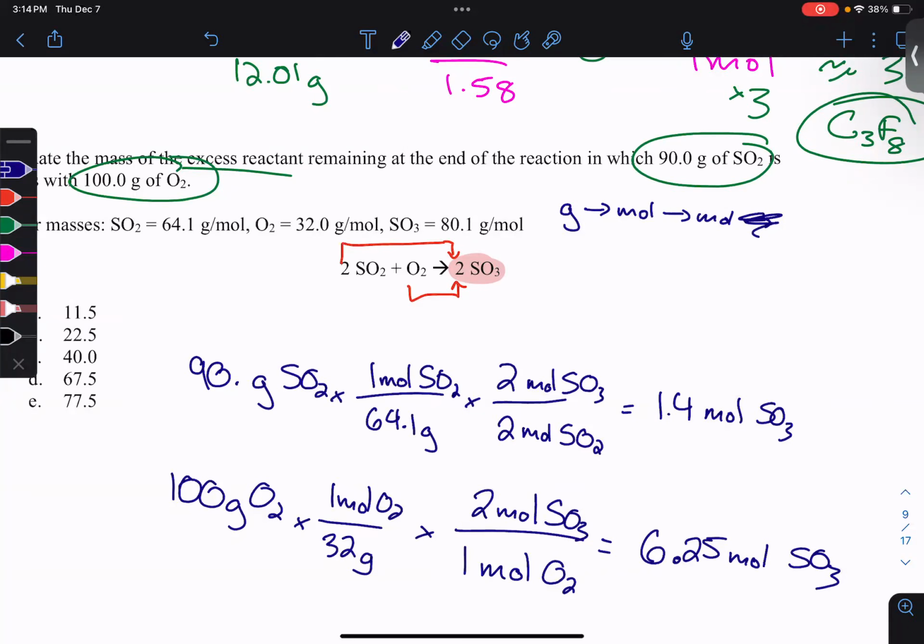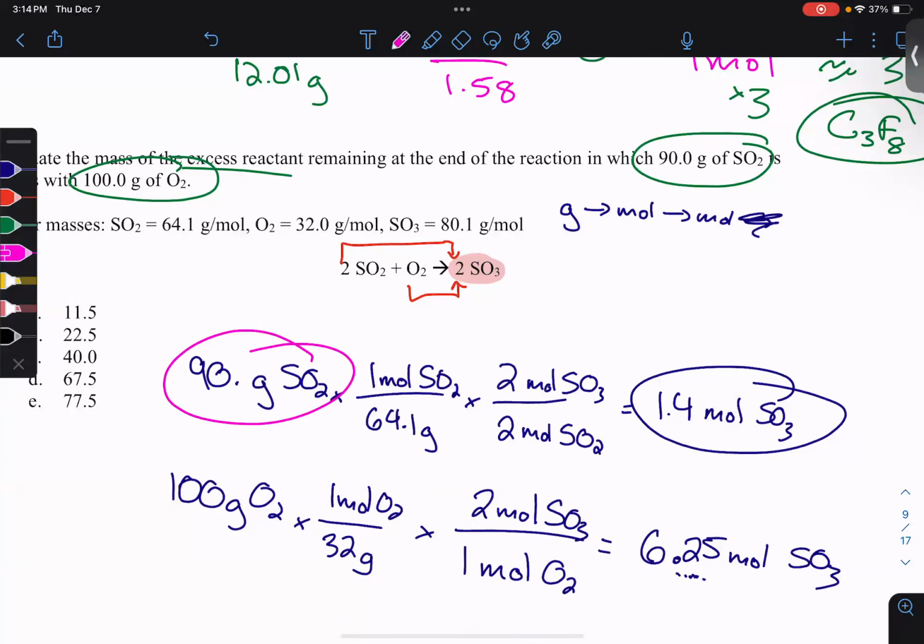1.4 or 6.25? Which number matters to me? 1.4. That's the actual amount of SO3 I make. This 6.25, that's assuming all of this O2 reacts, okay? But it's not going to, because I'm limited by the amount of SO2 that I have, the other reactant. So SO2 is my limiting reactant, right? And 1.4 moles of the product, this is my theoretical yield.